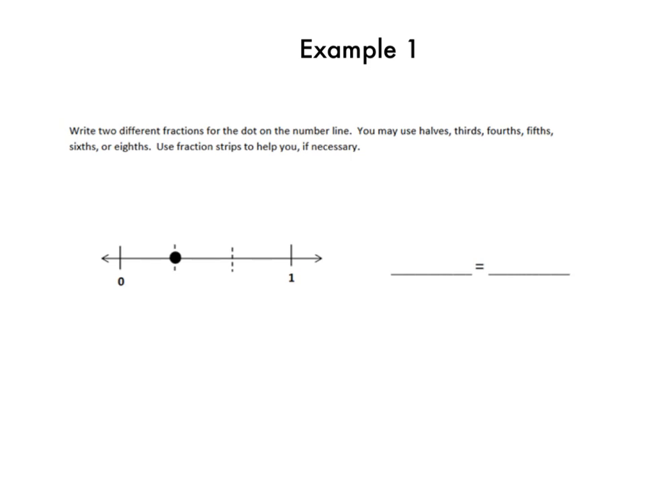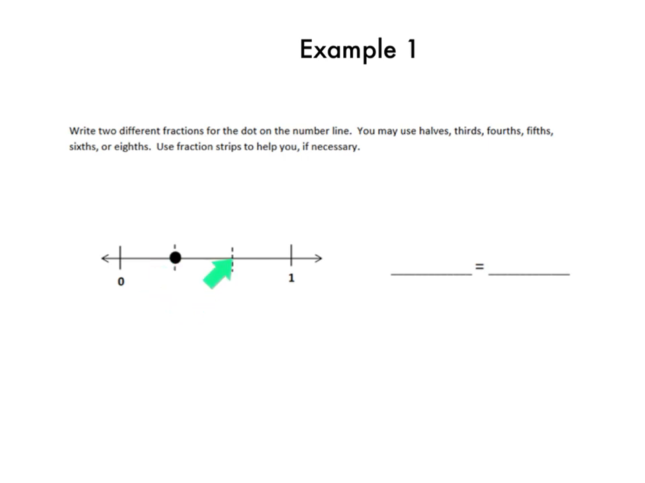Let's try an example. Write 2 different fractions. For the dot on the number line, we may use halves, thirds, fourths, fifths, sixths, or eighths. We could even use fraction strips if necessary. As we see here, the whole is from 0 to 1. Let's see how many parts make up that whole.